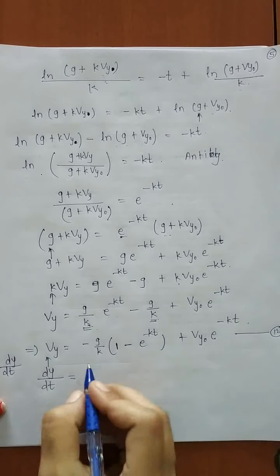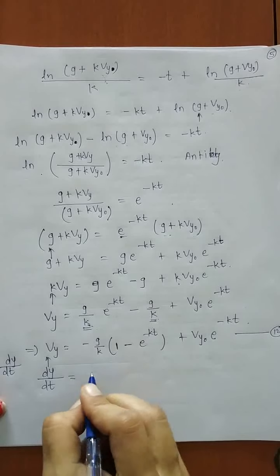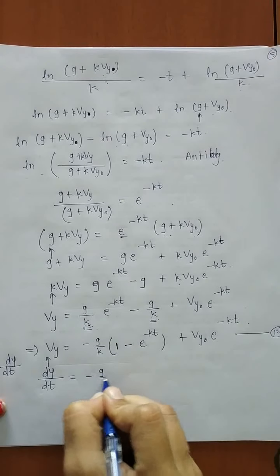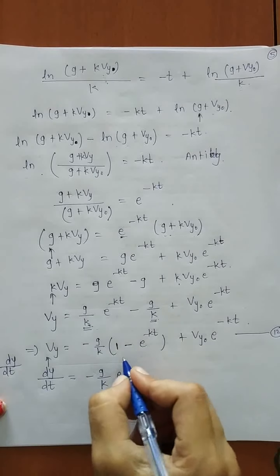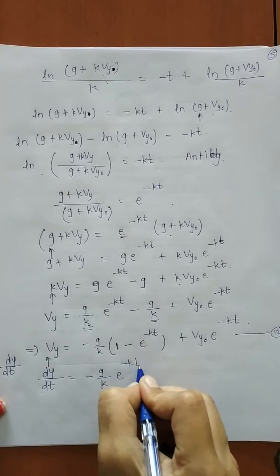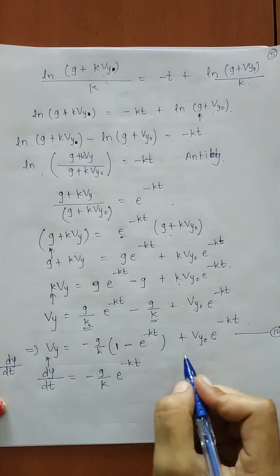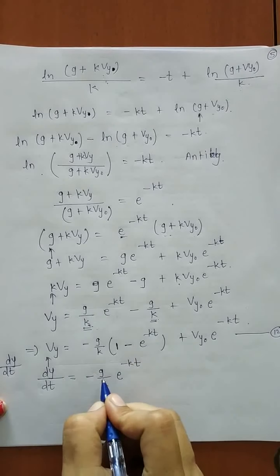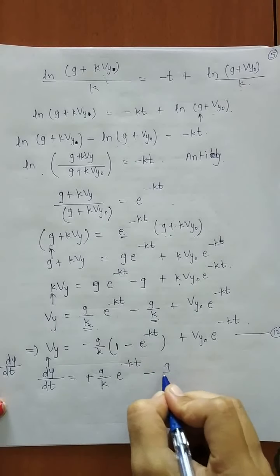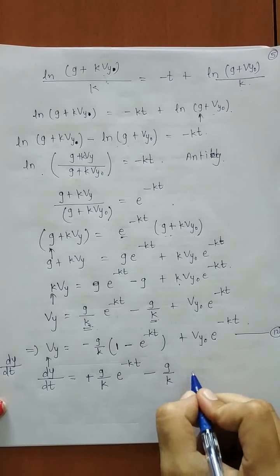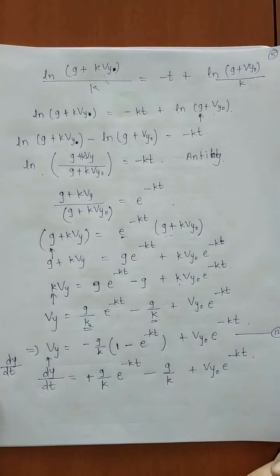Our next step is integration. So we have to again take this form itself. So we will get, multiply this or write this step again. So g by k e raised to minus kt, this will become plus, right? Minus minus plus, minus g upon k and here vy naught e raised to minus kt as it is.